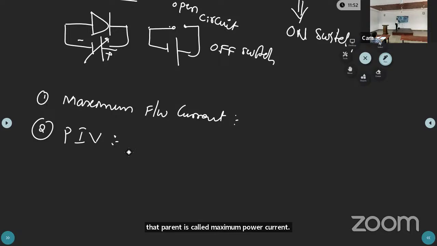PIV is the reverse bias voltage. It is the maximum reverse voltage applied to the PN junction diode without damaging the junction. That maximum reverse voltage is called peak inverse voltage.